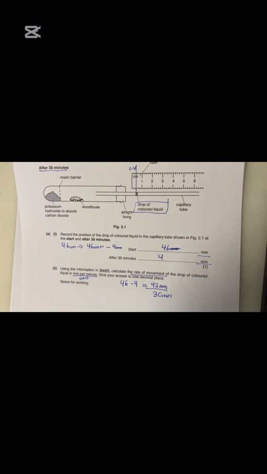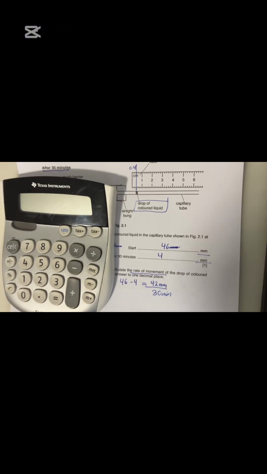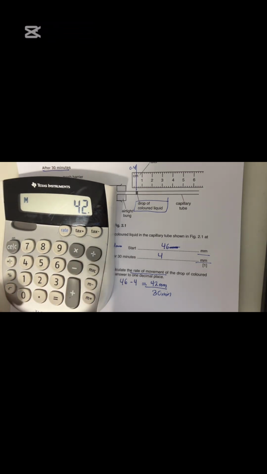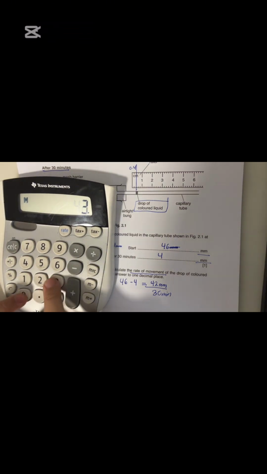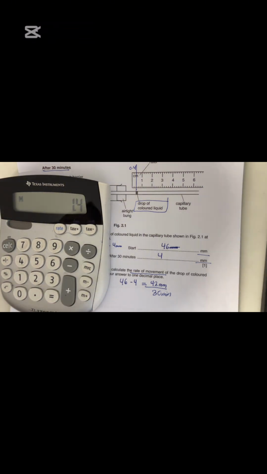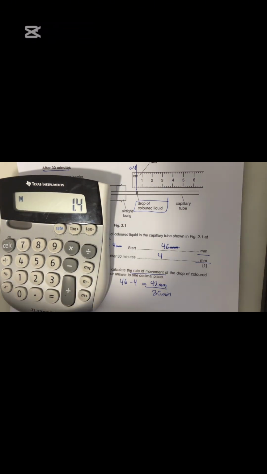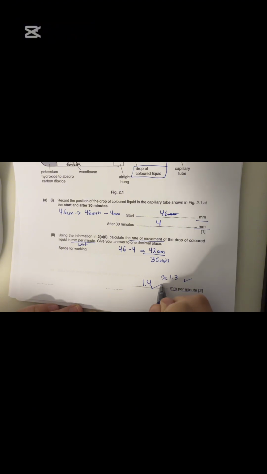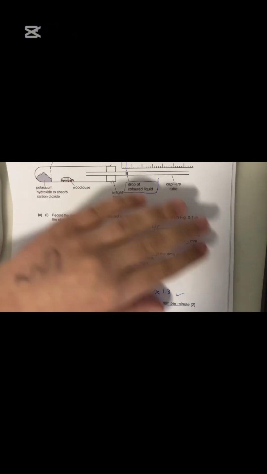So I'm going to use the calculator. 42 divided by 30 minutes equals 1.4 millimeter per minute. Now, we're going to write it down. So if you've written down 1.4, 1.3, both are correct. Let's go to the next question.